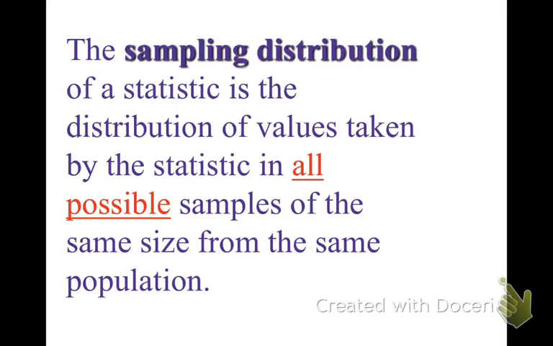Hopefully you recall we talked about a sampling distribution before, and remember the key here is that a sampling distribution is actually a population. The sampling distribution of a statistic is the distribution of values taken by the statistic in all possible samples of the same size and from the same population. So what we're really talking about is if we took every possible sample from a population of, let's say, size 2, and we picked every possible sample of size 2 and we created a distribution of all the statistics, so really a population of statistics, that would be our sampling distribution.